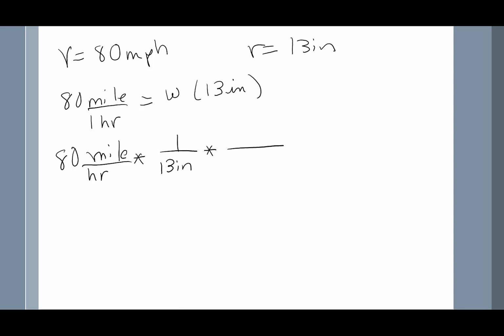All right, we have this problem with miles and inches. So remember, we said there are 12 inches in 1 foot. There are 5,280 feet in 1 mile. This is getting us closer to the value of omega. So I won't show it this time because I've shown you a lot already. I'm going to do 80, times by 1 over 13. And then I'm going to multiply by 12. And then I'm going to multiply by 5,280.